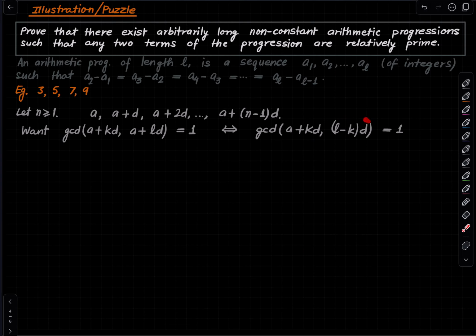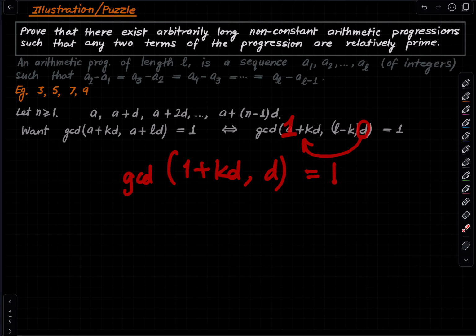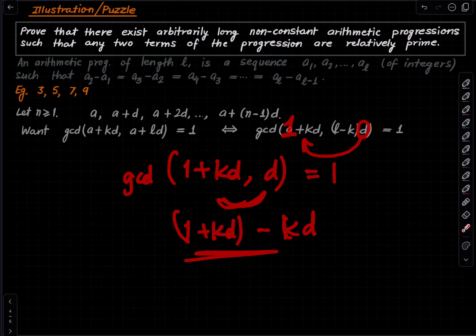So it's quite easy to make this relatively prime to that. Why? Because just to take a as 1, that would ensure that this number is relatively prime to that number, because GCD of 1 plus kd and d is 1. This is clearly 1. You can use Euclid or you can use common sense. If you have a common divisor of these two things, it would also divide 1 plus kd minus kd. Any common divisor of the two numbers will divide this difference.